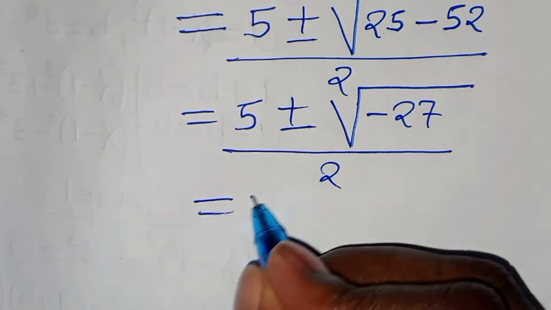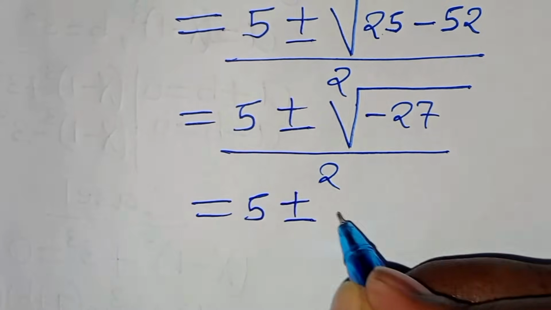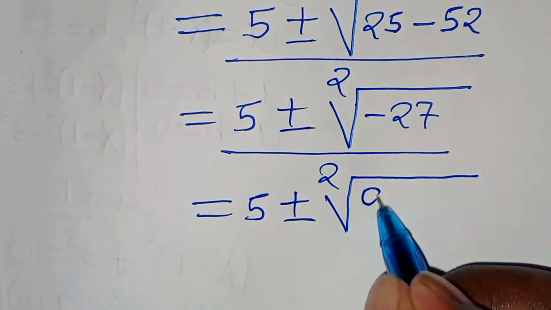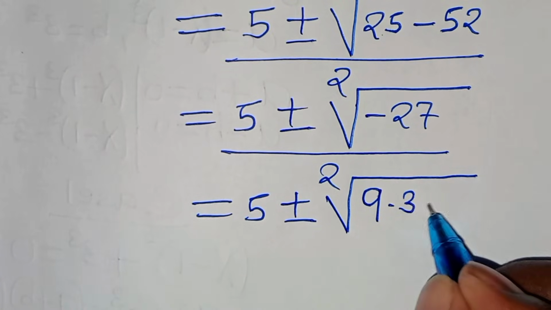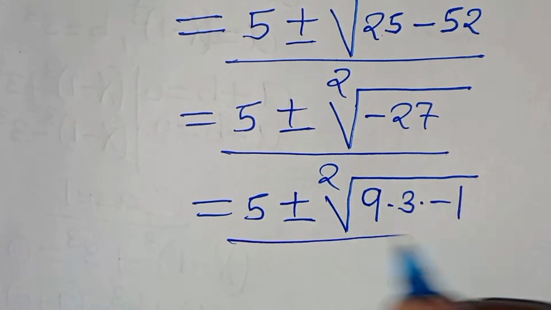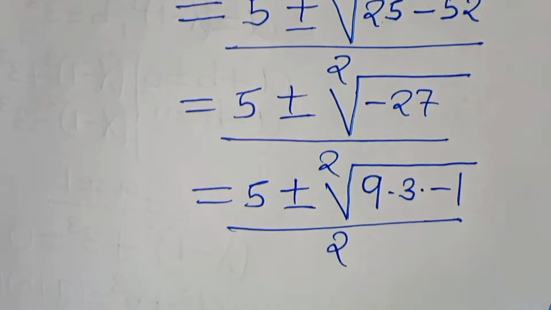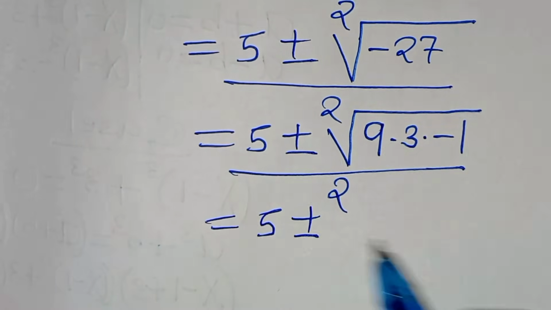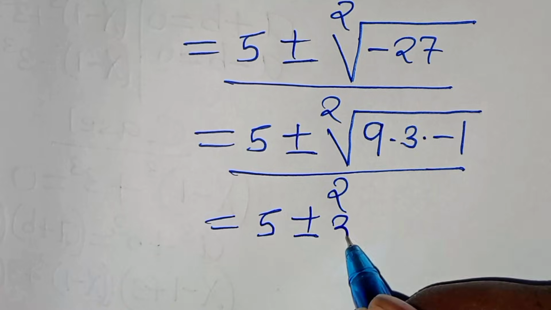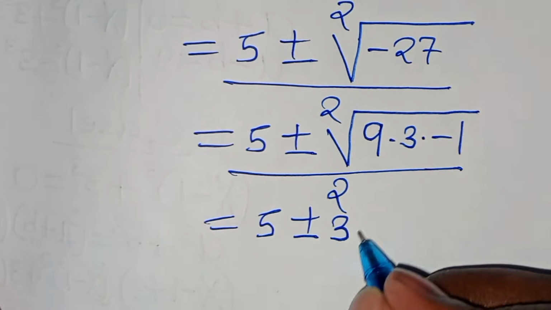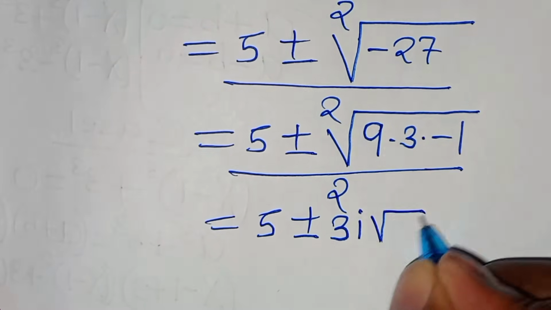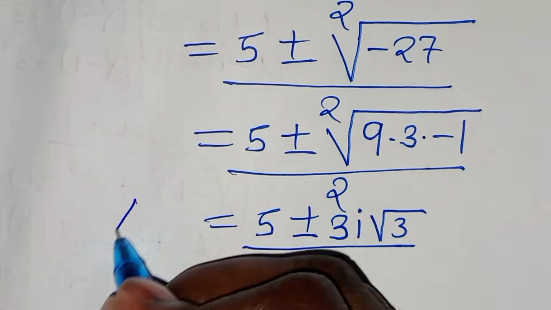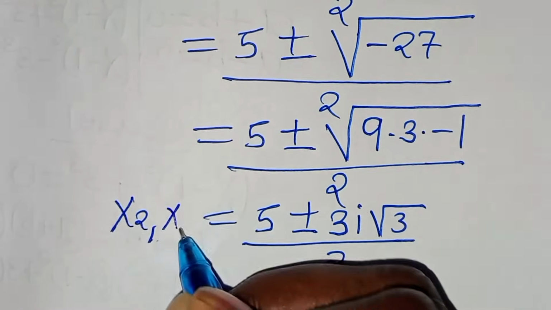So this is equal to 5 plus or minus the square root of negative 27, which is the square root of 9 times 3 times negative 1, divided by 2. So we have 5 plus or minus the square root of 9, this is 3. The square root of negative 1, this is i, then square root of 3 divided by 2. So this is x2, comma x3.